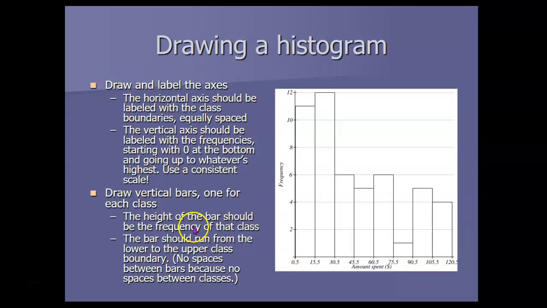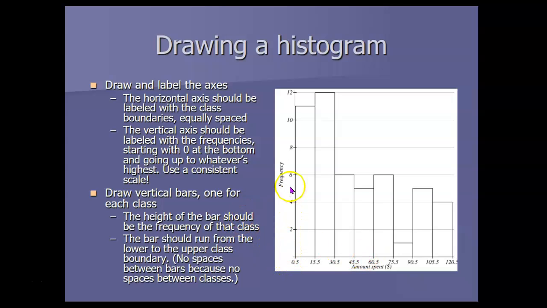So first you would draw and label the axes. On the horizontal axis, you label that with the class boundaries, equally spaced. Remember, the classes are all supposed to be the same width, so there should be the same amount of space between the first boundary and the next, and that boundary and the next one, and so on. So if you were doing this on graph paper, you could make each one of these bars 2 squares wide, or 3 squares wide, or however many squares looks good. But they should all be the same number of squares on the graph paper.